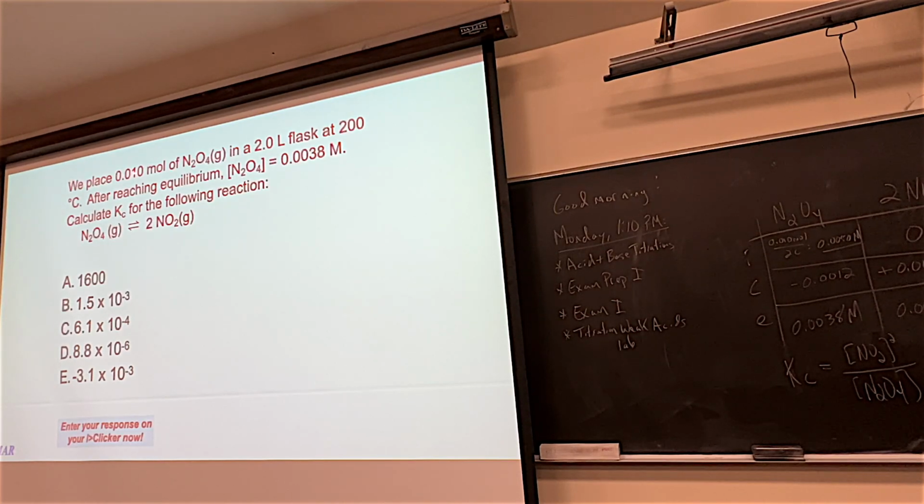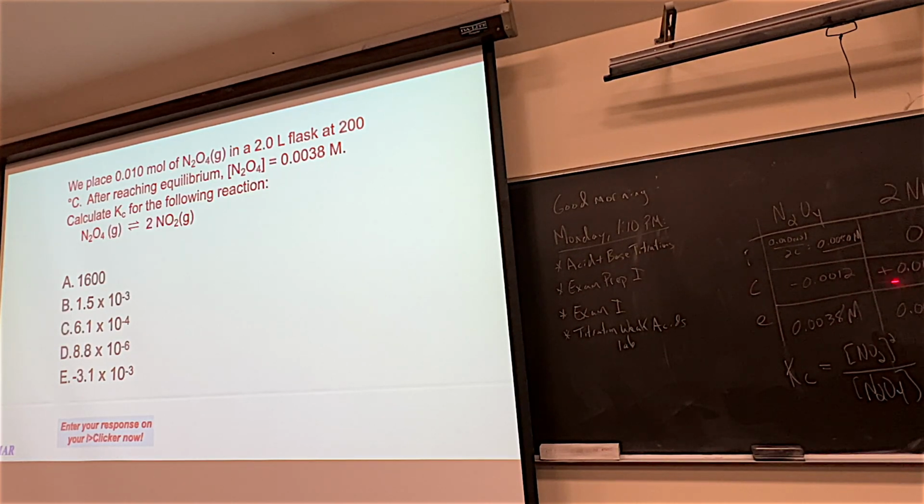So you can see here you have so many moles in a 2-liter flask. So 0.010 divided by 2 will give you the molarity, and that comes out to be 0.0050 molar. So that's the initial concentration of N2O4. Now, in a problem like this, you don't have any NO2 to begin with, so that's 0. So to fill out the rest of it, you can also see here that at equilibrium, the N2O4 is 0.0038. So I put that down here in the E line.